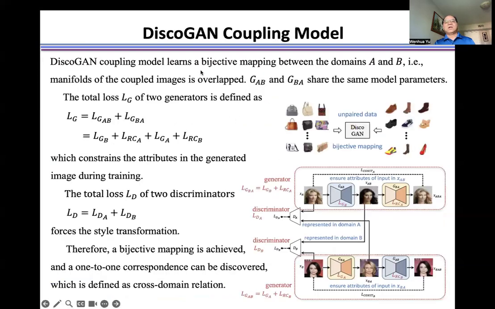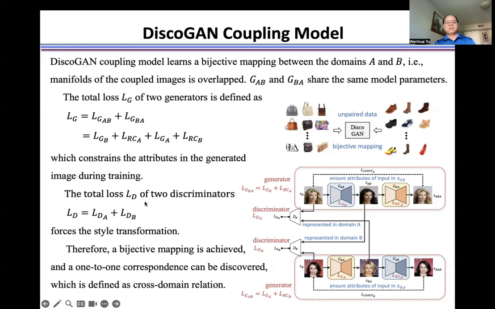The DiscoGAN coupling model learns a bijective mapping between domain A and domain B, namely the manifolds of coupled images are overlapped. GAB and GBA share the same model parameters. The total loss LG of the two generators is defined as a sum of four terms, which constrains attributes in the generated image during training.